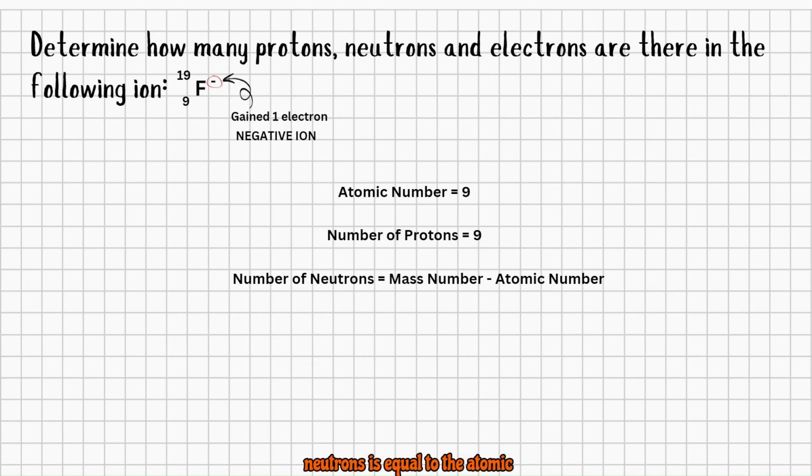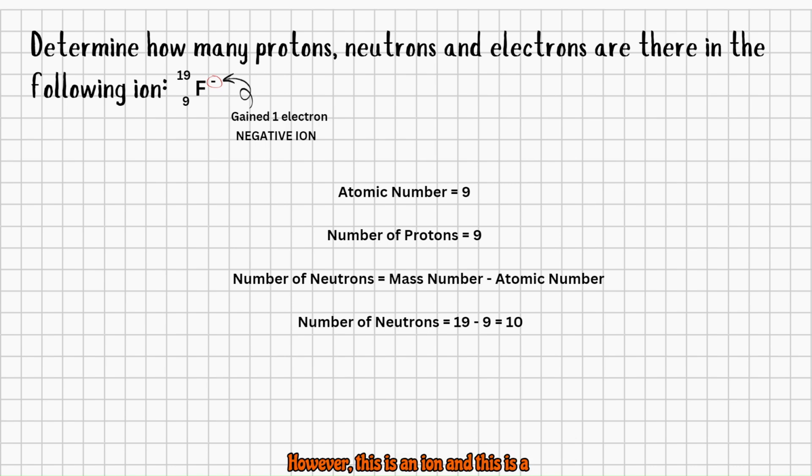Now the number of neutrons is equal to the atomic number subtracted from the mass number. So that would be 19 minus 9, which is equal to 10. Now let's move on to the number of electrons. We know that generally in atoms, if we have to find the number of electrons, the number of electrons are the same as number of protons, which means the atomic number.